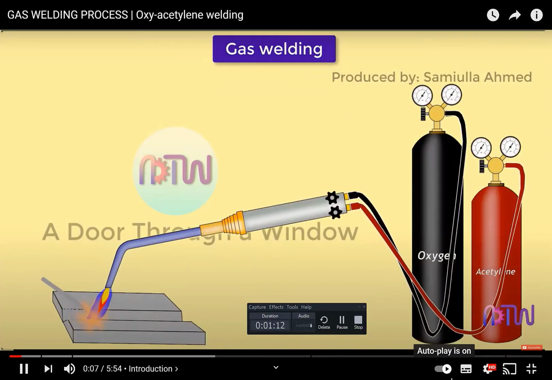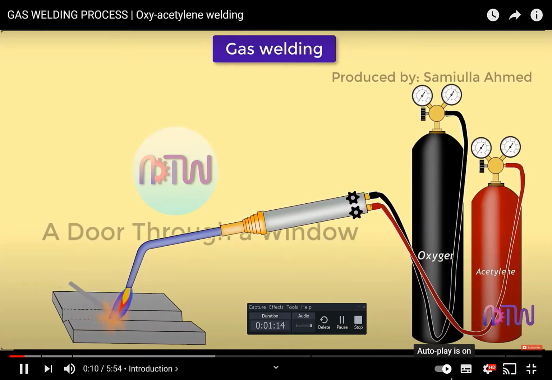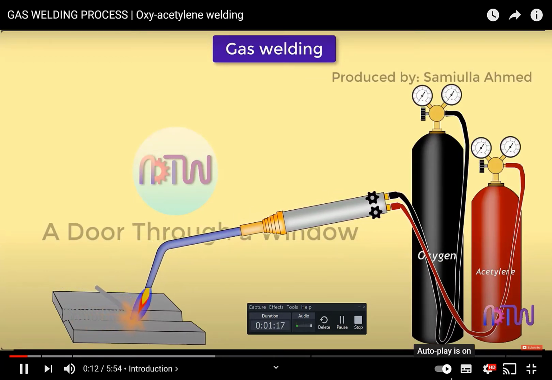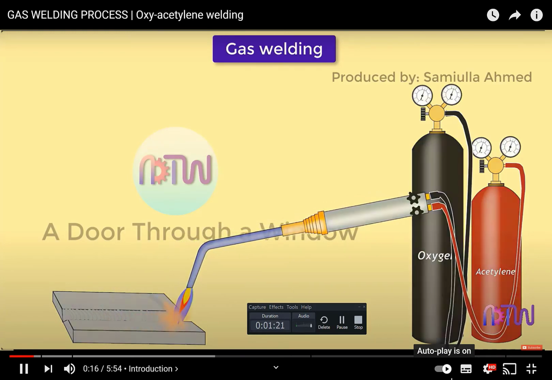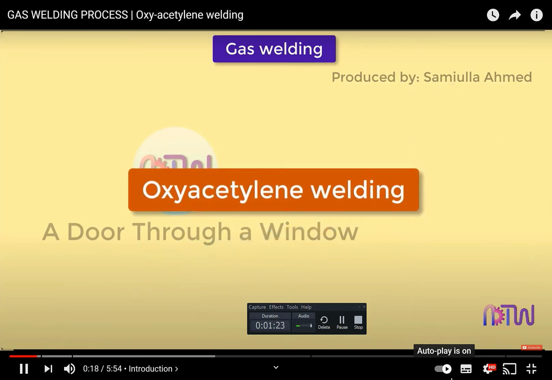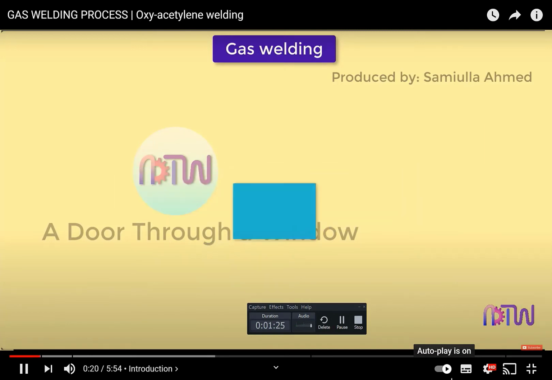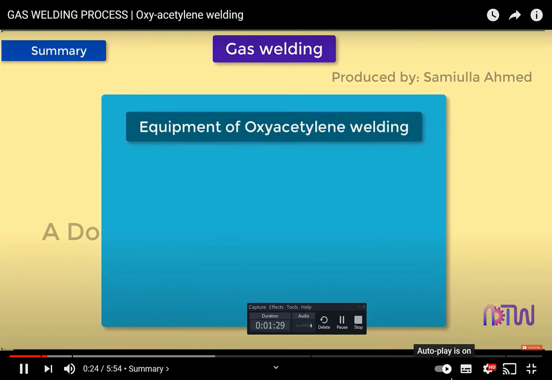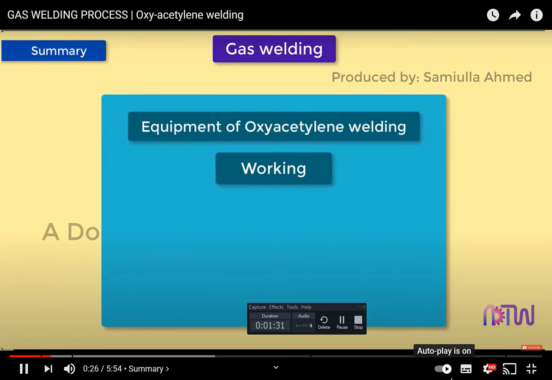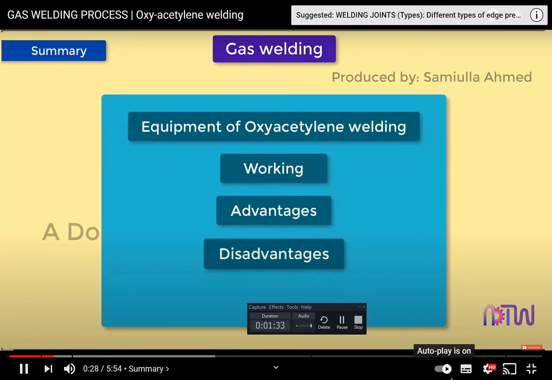Gas welding. Gas welding is a welding process that melts and joins metals by heating them with a flame caused by a reaction of fuel gas and oxygen. The most commonly used method is oxyacetylene welding due to its high flame temperature. In this video we will cover the following about gas welding: equipment of oxyacetylene welding, working, advantages, disadvantages, and applications.